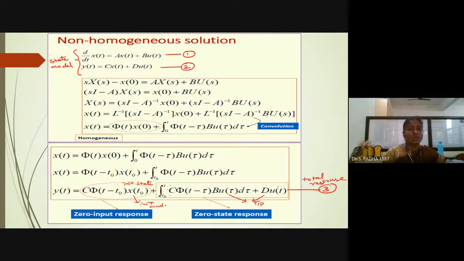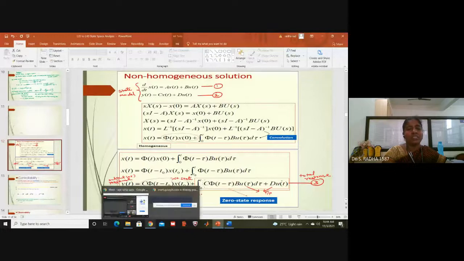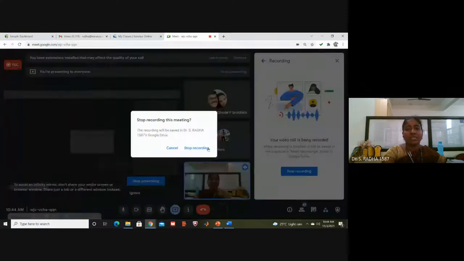Equation 3 is called the total response. Response means output y of t. This is the case of non-homogeneous. A non-homogeneous solution means we consider both input and initial condition in the calculation. Whether the input may be 0 or the initial condition may be 0, we get zero state response or zero input response.